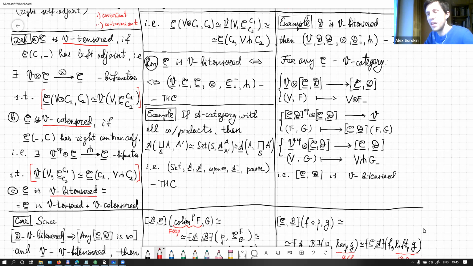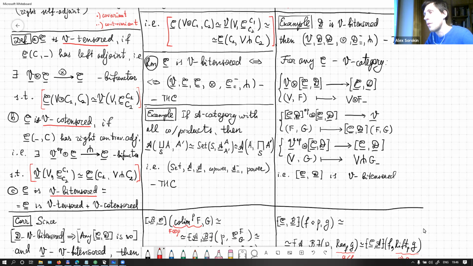So as in the case of complete and cocomplete categories, I will just use bicomplete, and instead of complete, I use tensored. C is a bitensored category if it's both tensored and cotensored. This means that I have a triple adjunction here. Being tensored and cotensored is nothing else than having a pairing of a category with itself.